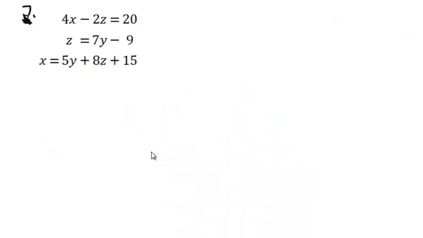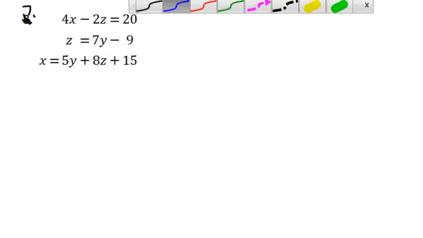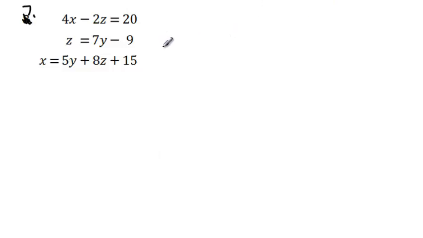Okay, number 7. This one has got some interesting things that have problems with it. Most students tend to make some mistakes, and that is you need to have this all in standard form where you have it alphabetically and then you have your constants on the right. So this first equation we don't need to do anything with, so I'm just going to rewrite it. 4x minus 2z equals 20. We didn't need to change anything.